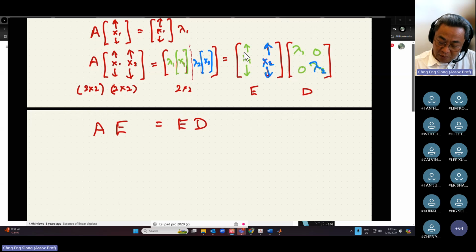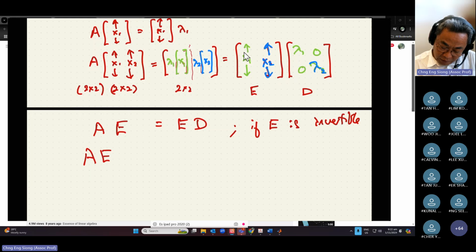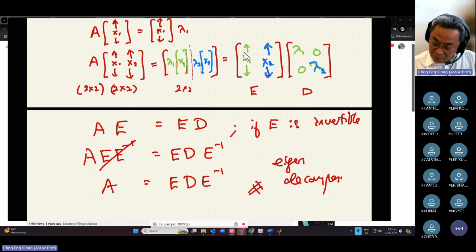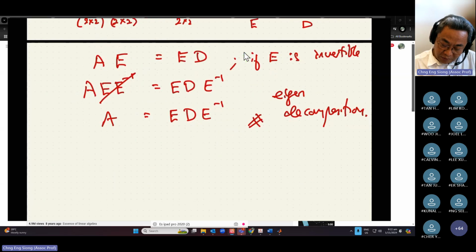Now, if E is invertible, then what do you think I'll write? A times E inverse, E times D, E inverse. A equals E D E inverse. This is called eigen decomposition. Right? Okay, let's play with this.